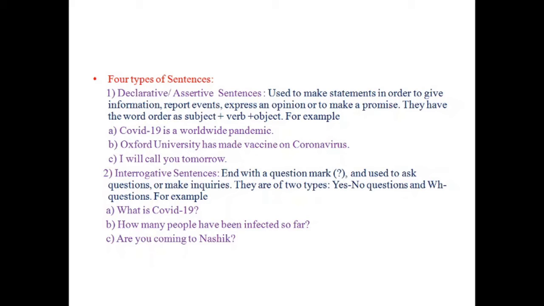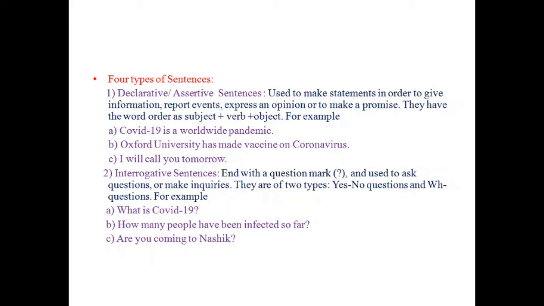Let us see the third example, that is, are you coming to Nasik? The sentence begins with are and ends with an interrogative mark. This is a yes-no type of question because it begins with the helping verb are. The sentences which begin with helping verbs like are, is, was, can, and end with the interrogative mark are generally called yes-no type questions. So this is definitely an interrogative sentence, but again a yes-no type of question. So these are the three examples of interrogative sentences.